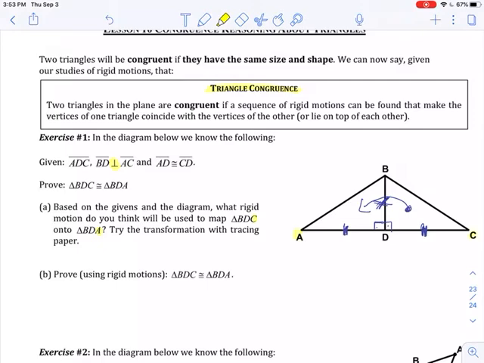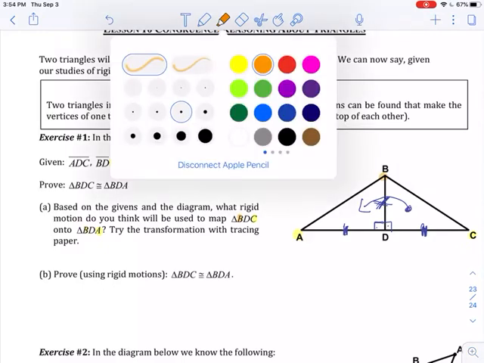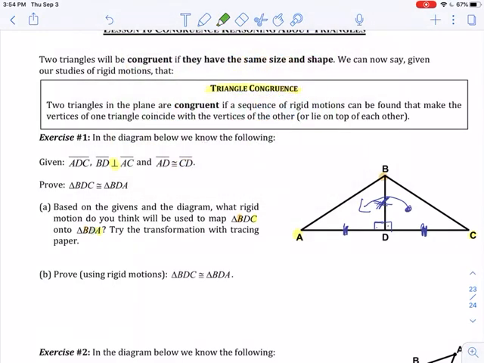So C matches up with A. Then I can look at the B. B is the first letter, so B matches up onto itself. And my next letter, D, matches up to itself. So the B and D did not move at all, but the C mapped onto A. That indicates to us that I must have done a reflection. So I did a reflection of triangle BDC. I always want to say what I reflected it across, and it's always going to be a line. I reflected triangle BDC across segment BD.